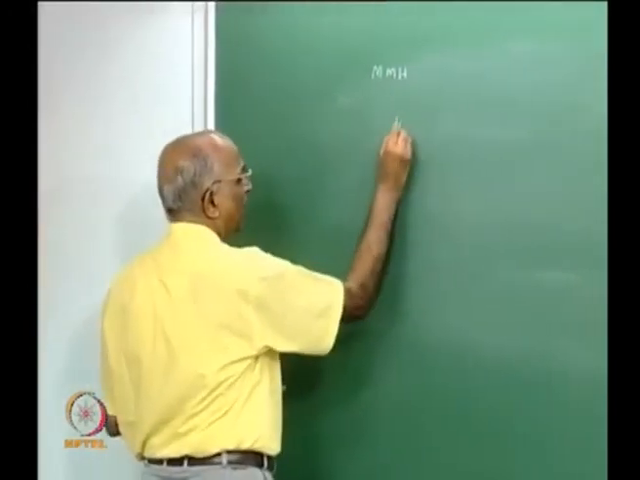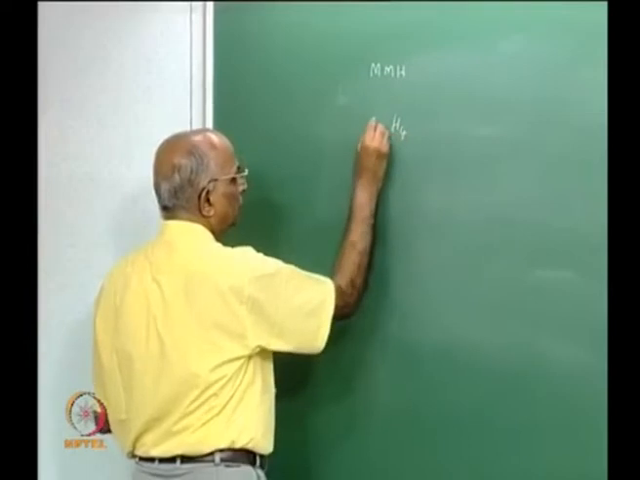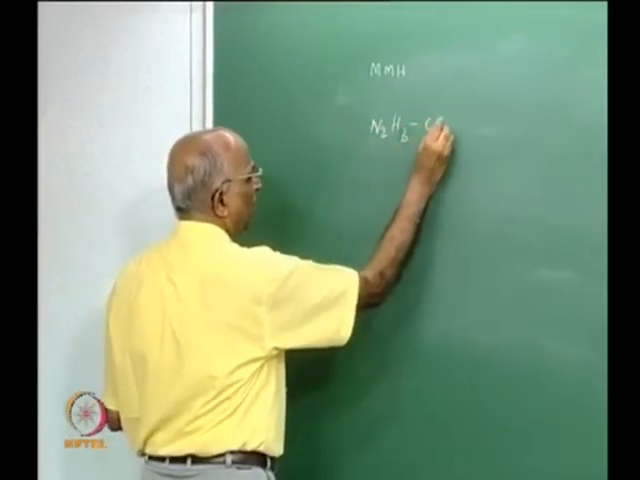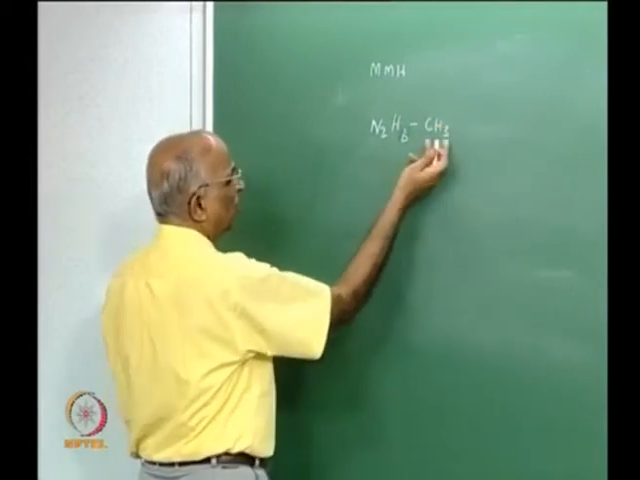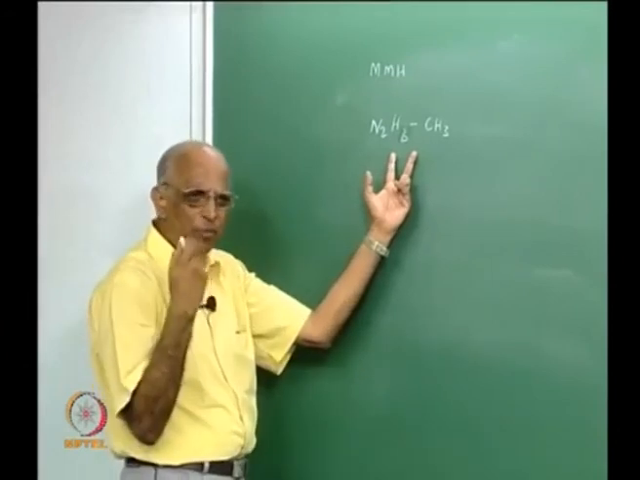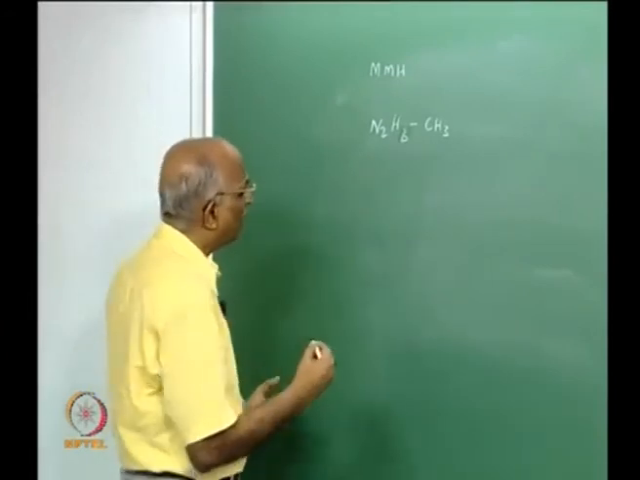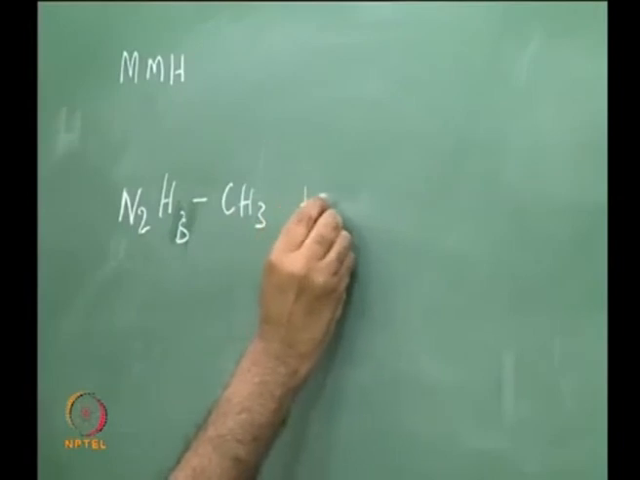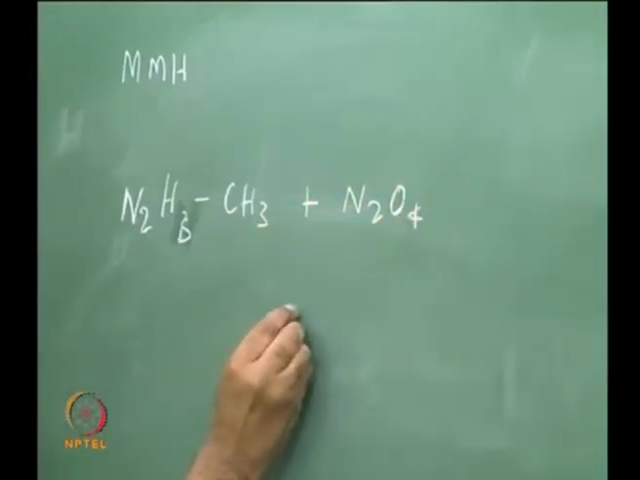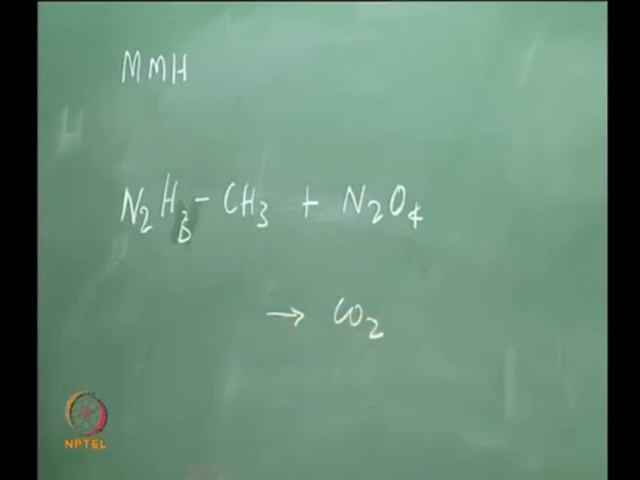You have hydrazine, N2H4. You take one of the H and substitute it by a methyl radical. This is known as monomethyl hydrazine. It is a very powerful fuel and it is used in many of the rockets. It is a liquid fuel, and if this is going to react with another oxidizer, we will consider it in the next class again, N2O4, maybe my products of combustion could be CO2.